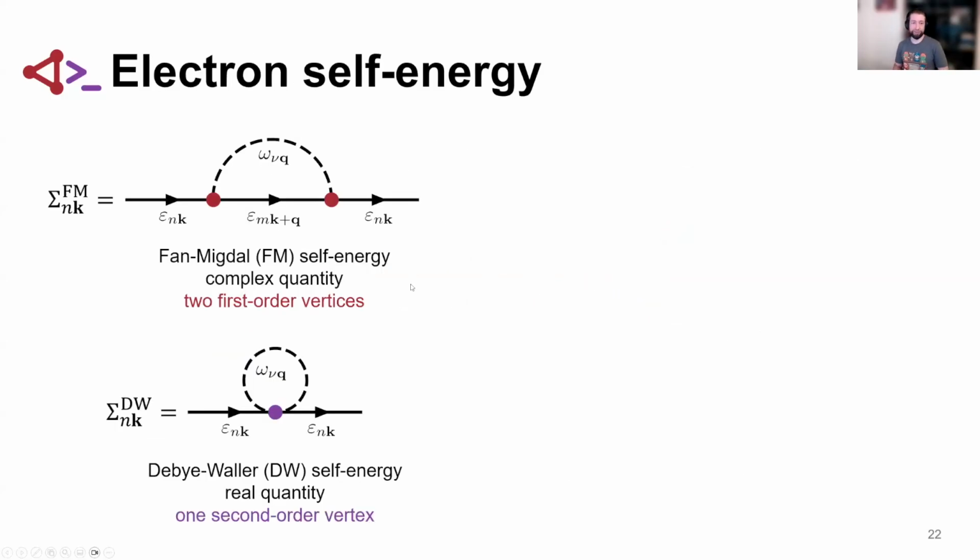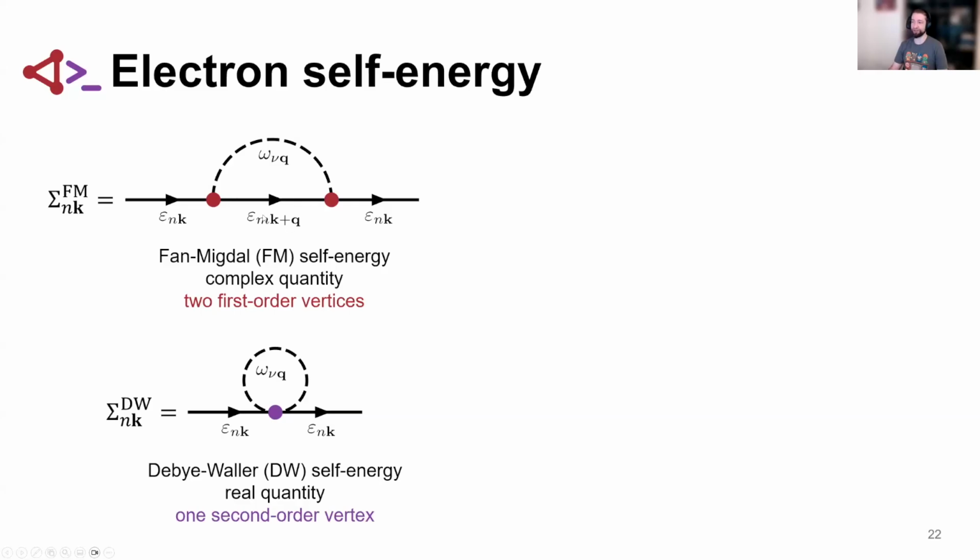And these two diagrams, we call them Fan-Migdal and Debye-Waller self-energies. The Fan-Migdal term here is in general a complex valued quantity. We get our energy change from just the real part, and it has two first order vertices. Now vertices, I mean interaction points with phonons. So you can think of this as an electron that just travels along, it propagates in time until it spontaneously emits a phonon with a particular frequency omega, which also, as a scattering process, changes the momentum of your electron into an intermediate state.